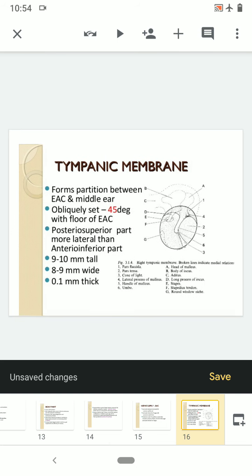Okay, coming to the tympanic membrane, which is the third important thing in the external ear. You have this tympanic membrane, which is a membranous structure, set obliquely at the end of this canal at an angle of 45 degrees. The posterior superior part is more lateral than the anterior inferior part. It is about 9 to 10 millimeters tall, 8 to 9 millimeters wide, and 0.1 millimeter in thickness. It is actually angulated, so it is not straight.